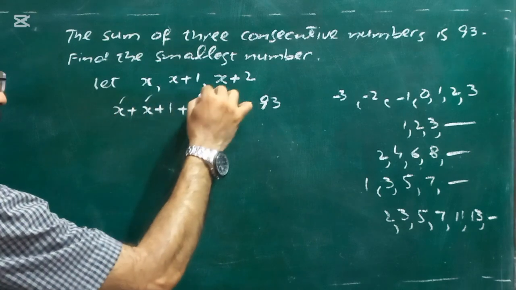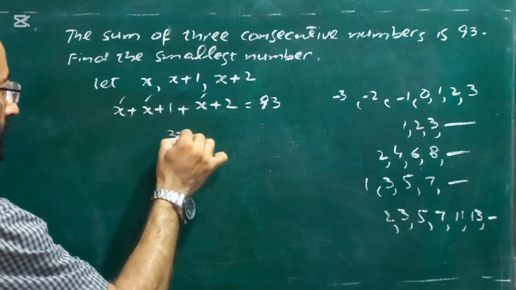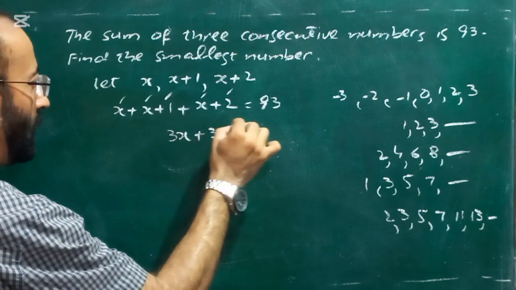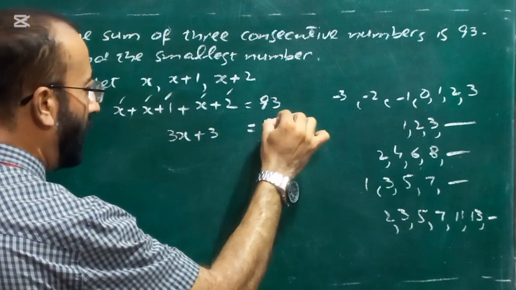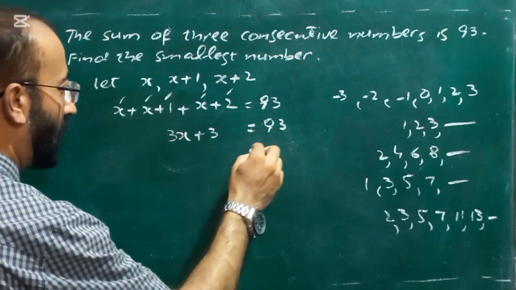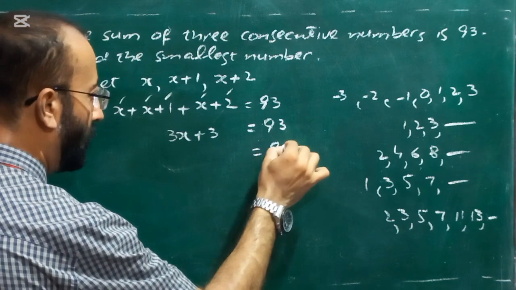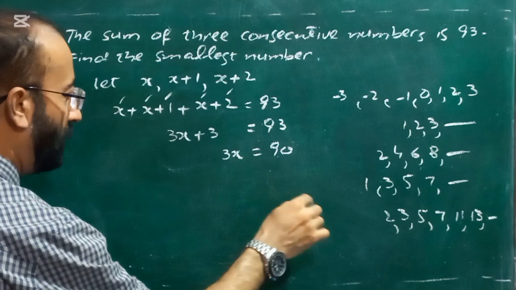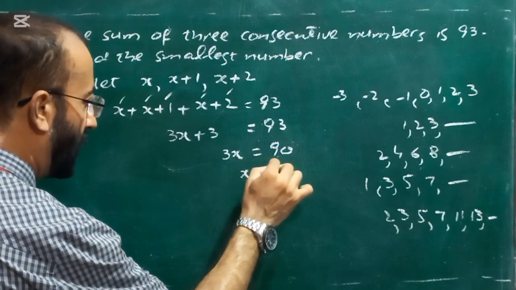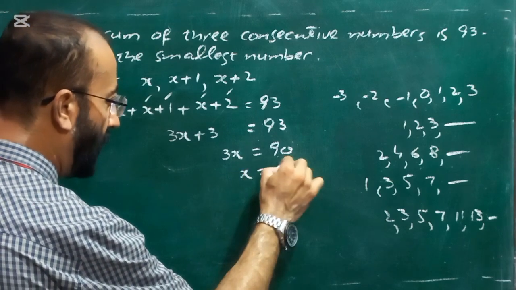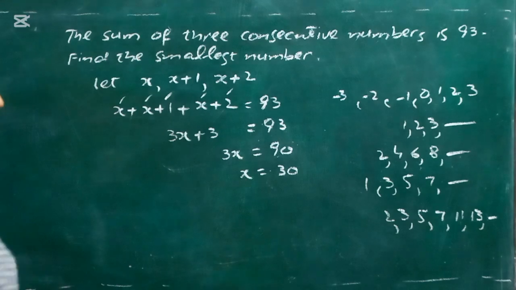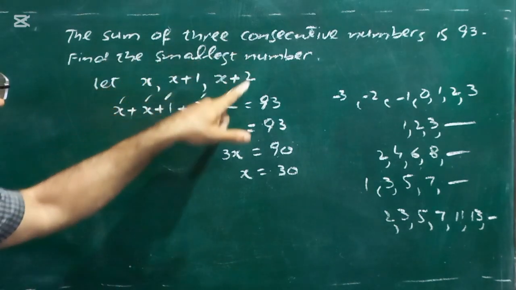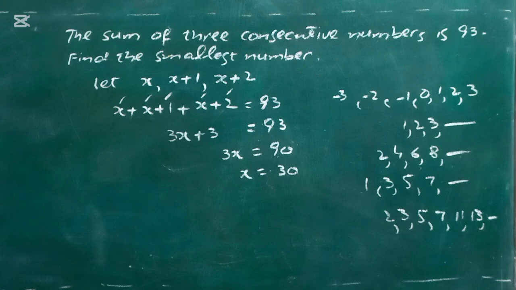So x plus x plus x will be 3x, and plus 1 plus 2 will be plus 3. On the right hand side we have 93. This 3 will be subtracted, so 90 will be there, and 3x is still there. 3 will go to the denominator, so the answer will be 30. So x is 30. So x is the smallest value. So the smallest number is 30.